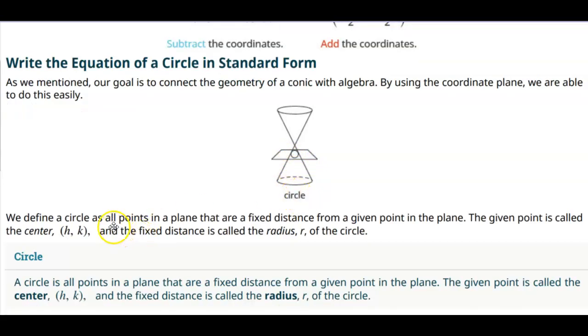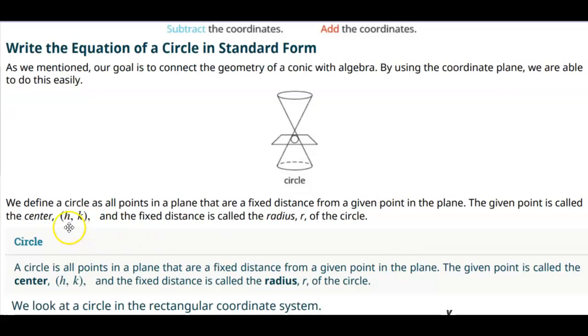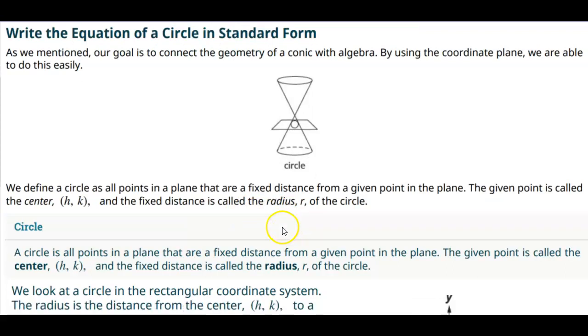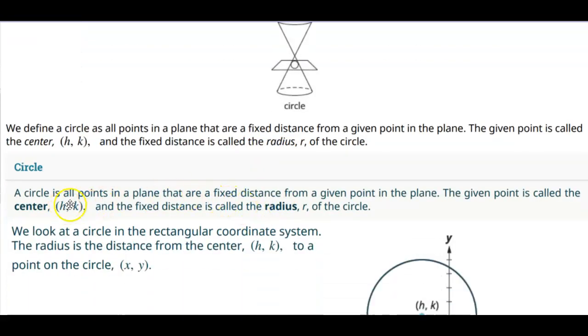So we define a circle as all points in a plane that are a fixed distance from a given point in the plane. The given point is called the center, which we call (h, k), and the fixed distance is called the radius r of the circle. Now, a circle is all points in a plane that are a fixed distance from a given point in a plane. Again, we have the given point, which is the center, and then we have the radius.